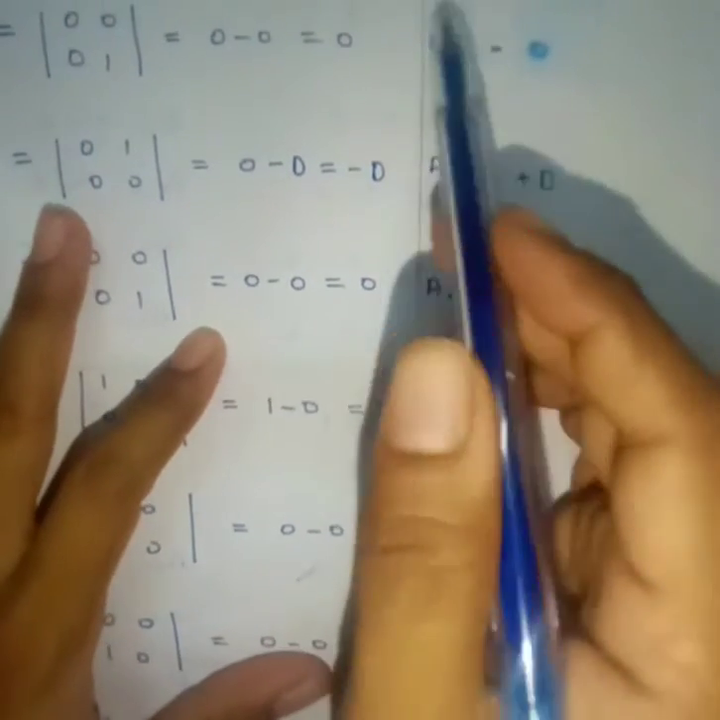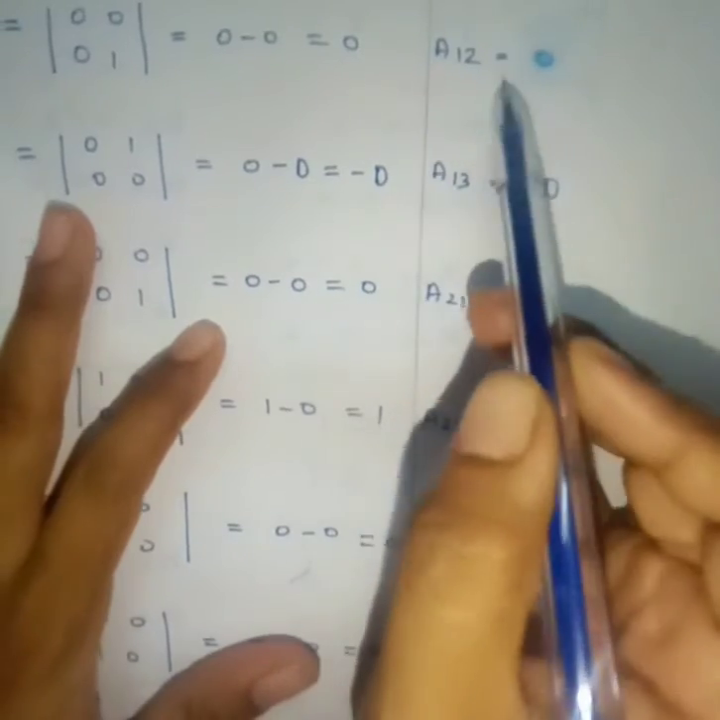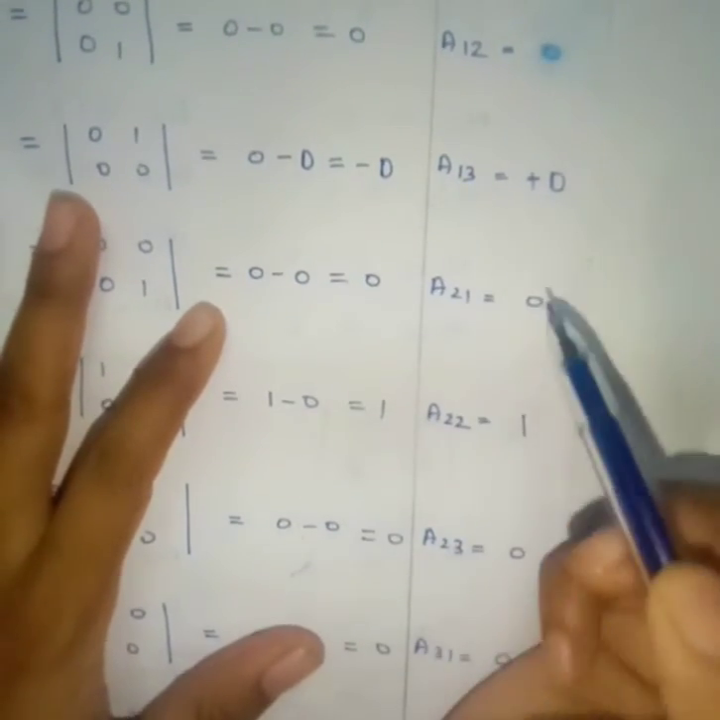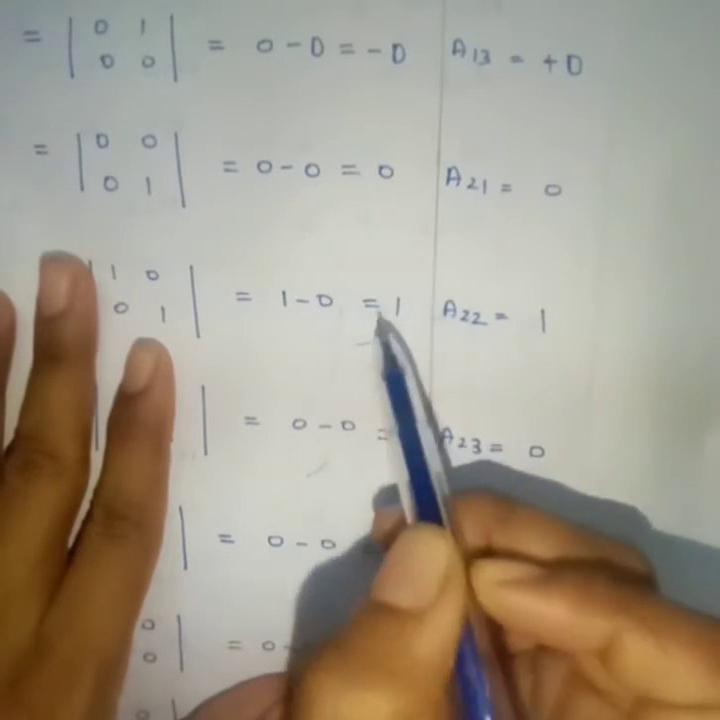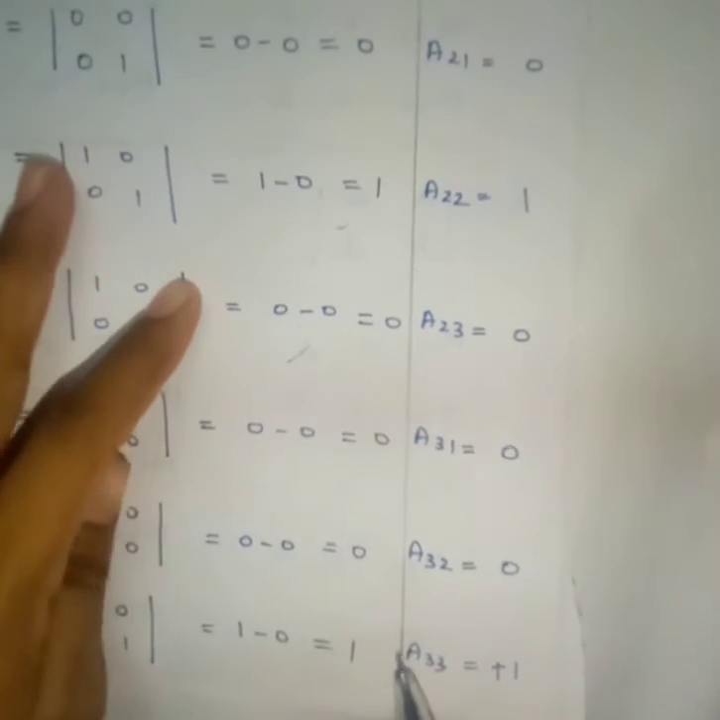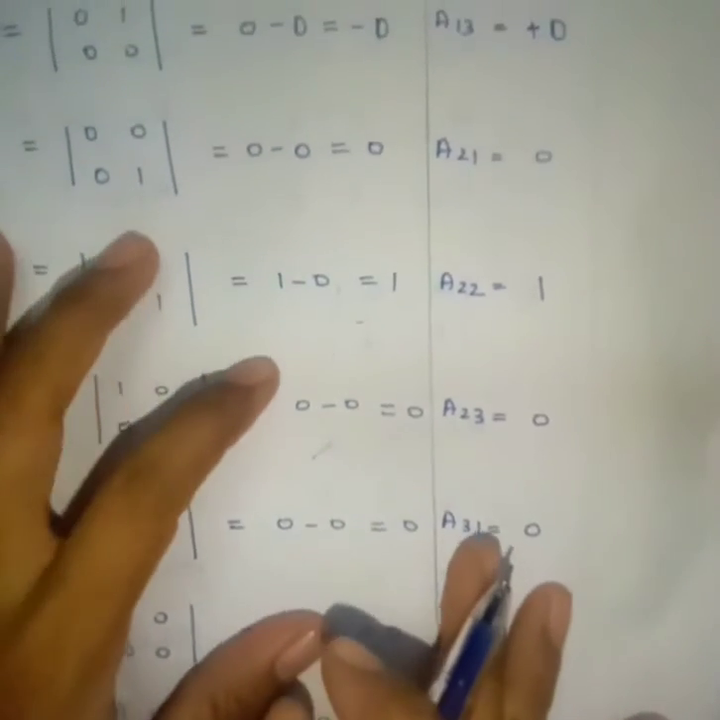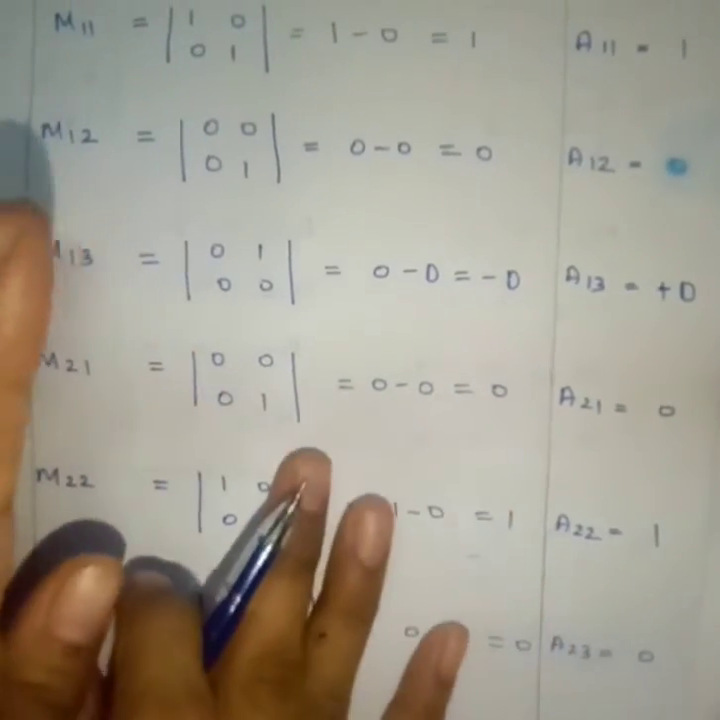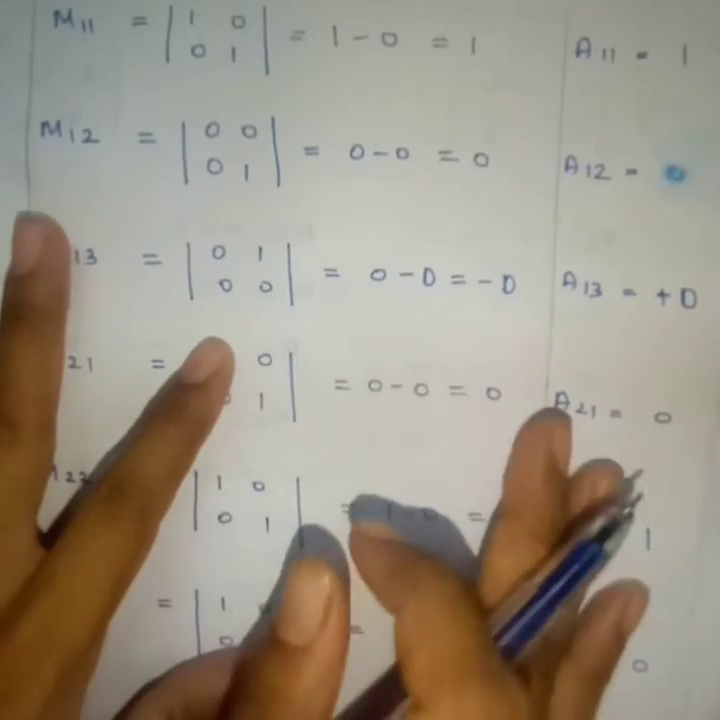It's the same way. 1 plus 1 is even, so even number. 0, no need to check for 0, right? If I go for this, 2 is even number, so even. 0, 0, 0. 3 plus 3, 6, even number, so it is plus 1. Okay, so this is the way to find the cofactor and minor for a 3 cross 3 matrix.